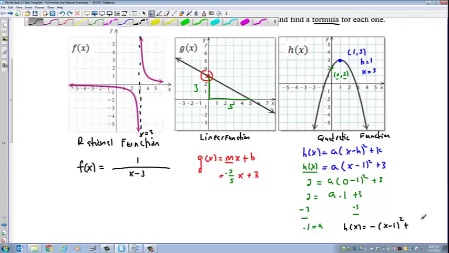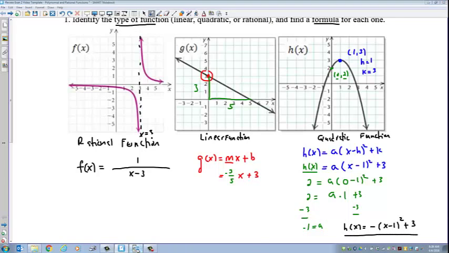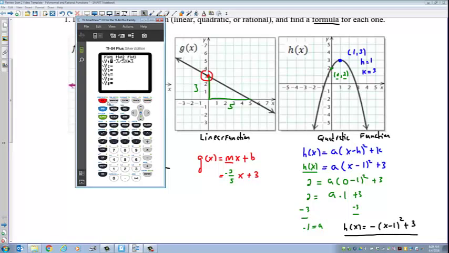So plus 3 there. So that's the formula for that parabola. Now you can multiply that out and put it in standard form, but this is fine. This is a great answer. Let's check it on our calculator just to make sure we didn't make any silly mistakes.